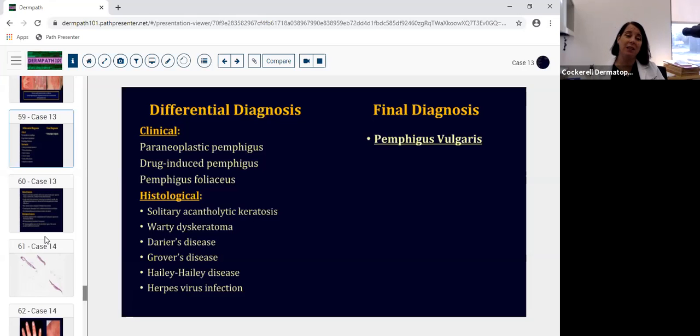And the DIF will be the same. You can see, not as often, but you can see the IgG in a fishnet or lace-like pattern, intercellular immunofluorescence with IgG.